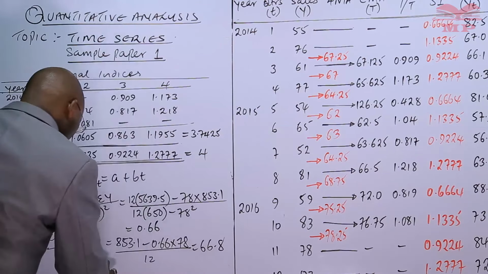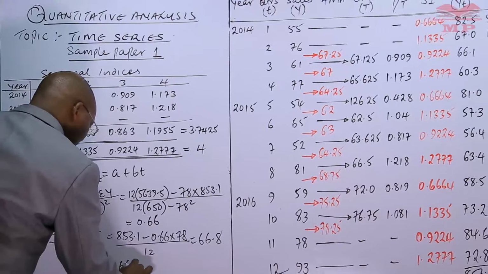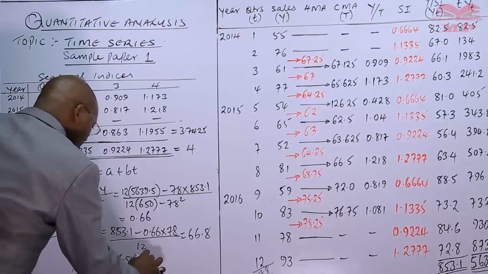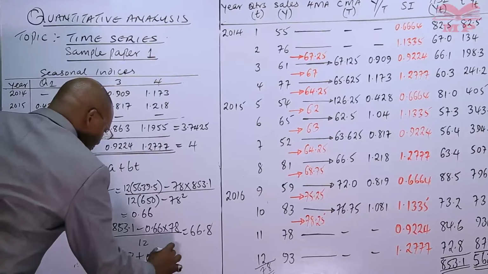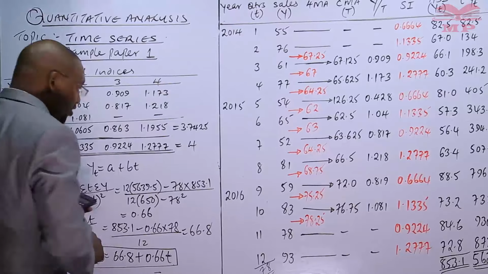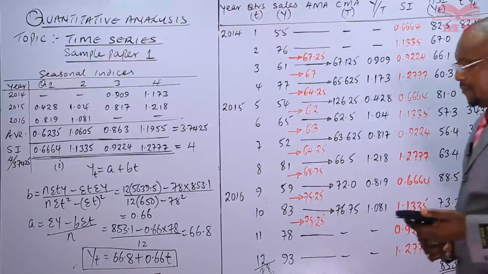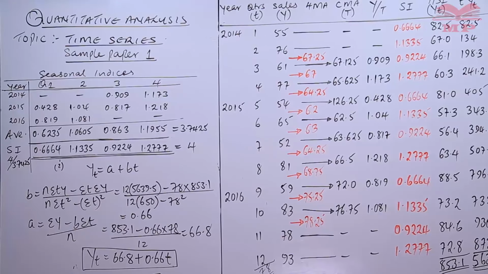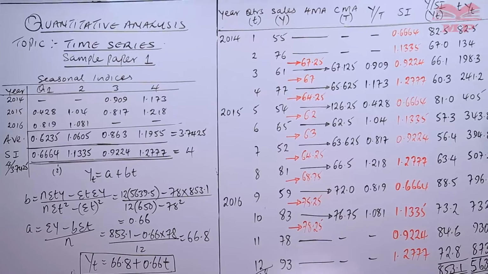So finally, our yt is given by 66.8 plus 0.66t. And this is now going to be our regression equation. It is this regression equation that we are supposed to substitute the next year, 2017, quarters 1, 2, 3, and 4. So you can have here the forecast.